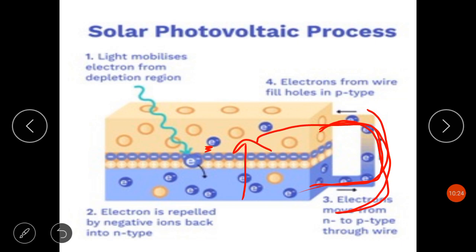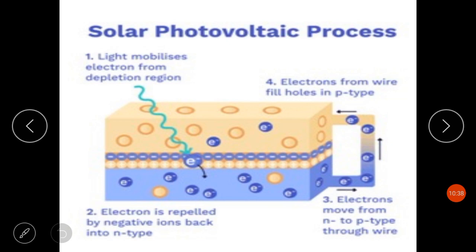So when the electron is back at the p-type side, the solar cell goes back to its original state, and the process can repeat for as long as the sun shines. In summary, this is how the whole cycle happens over and over again.